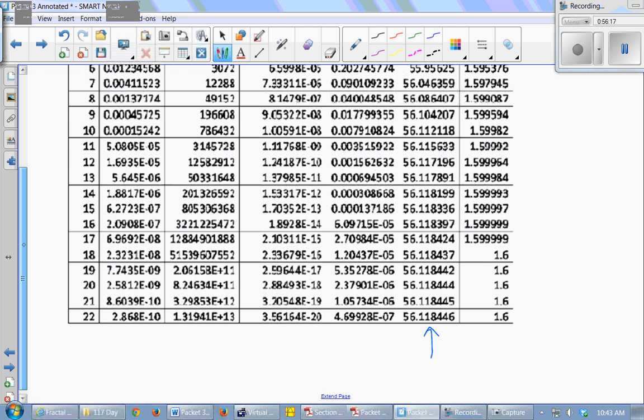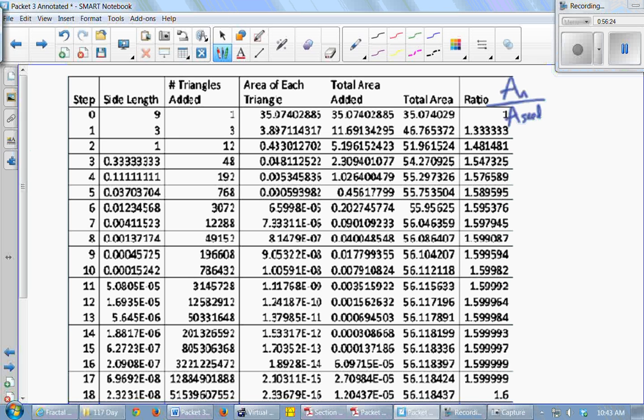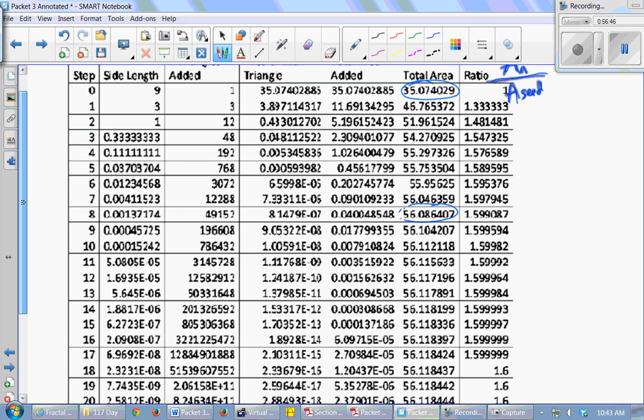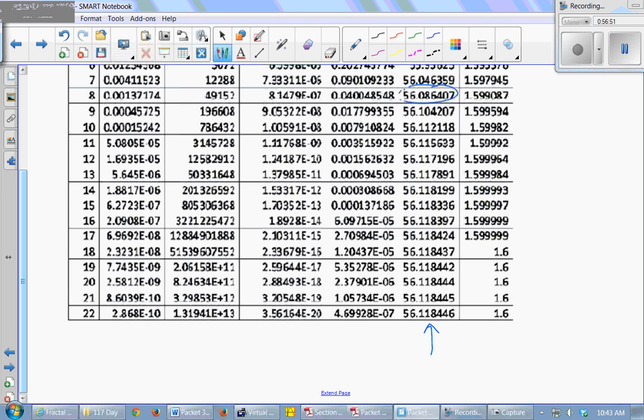Over in the next column, I decided to do a ratio. Don't ask me why I did this. I took the area at any given step and divided by the area of the seed, which was the original area. Area at any given step divided by the area of the seed. And look at this ratio. At some point, it just becomes 1.6 and stops changing.